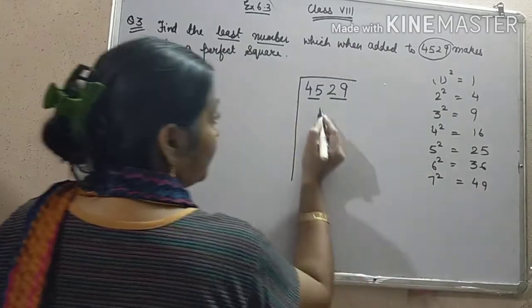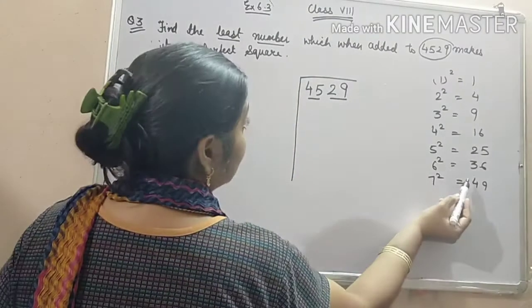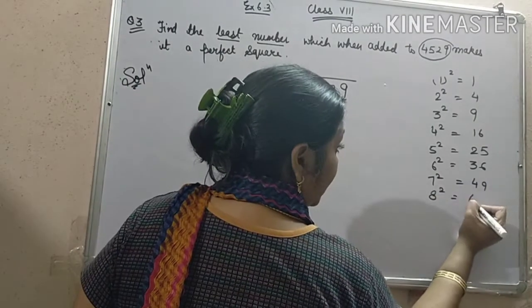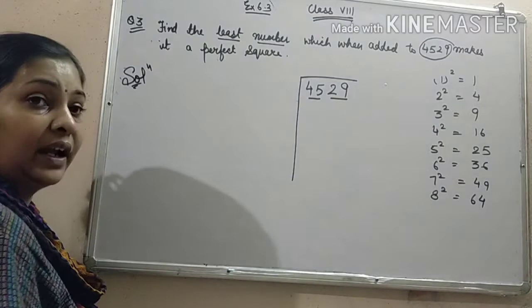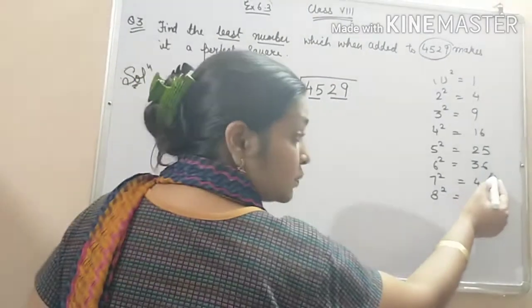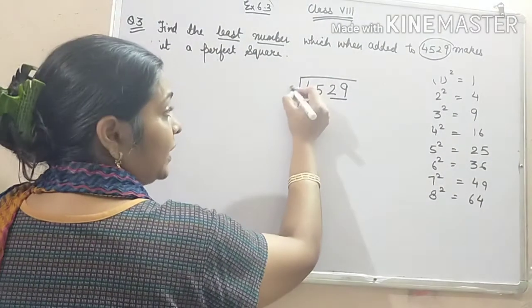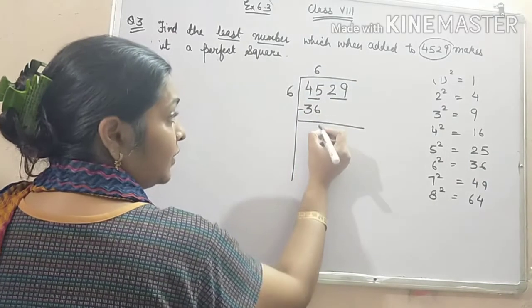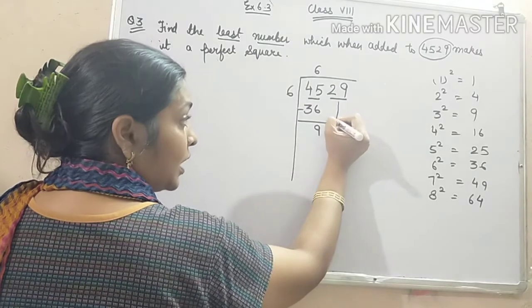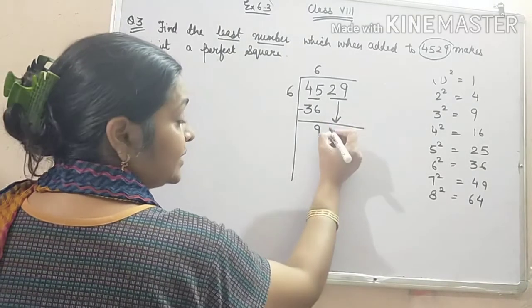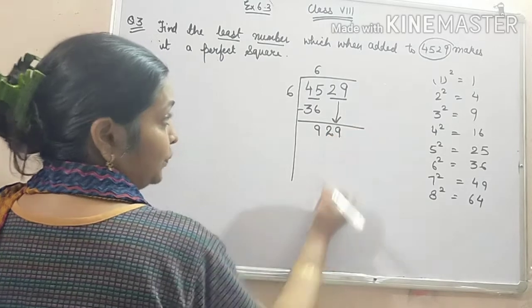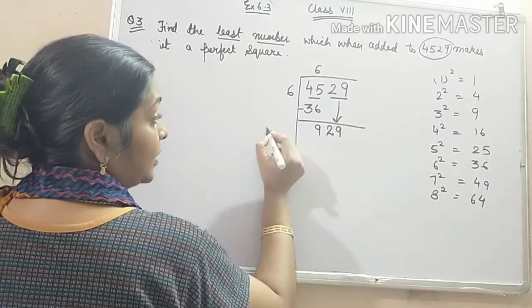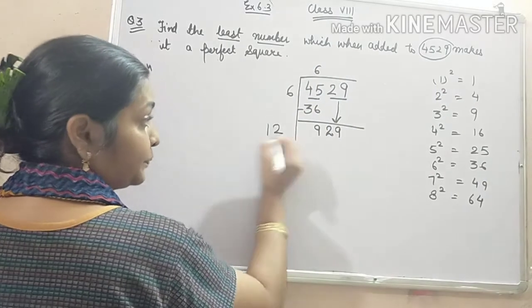You can see that 45 lies between 49 and 36. But the smaller one is 36. So we will take 6, 6 sixes are 36. Subtracting them we get 9. Now we will write this second pair down. And what was the next step? To double this number. 6 twos are 12.